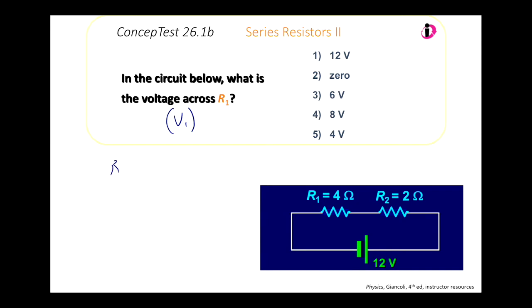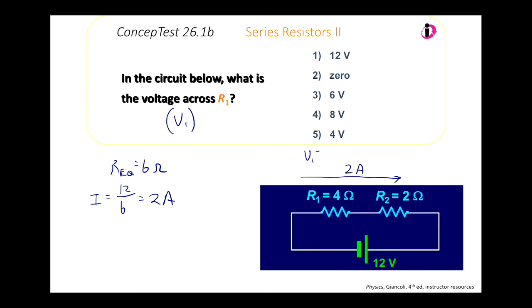I could say that the equivalent resistance here is 6 ohms, right? Because we're just adding those two together, which means I could say that the current is 12 divided by 6, or 2 amps, and then I could use that current, which is passing through everything. 2 amps is passing through everything in the circuit, and use Ohm's law individually for each individual resistor.